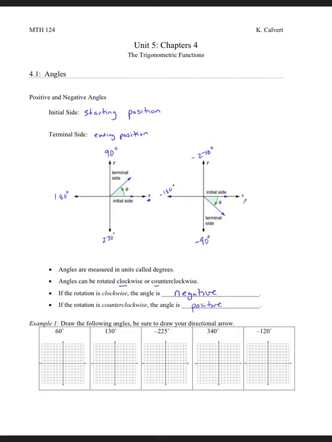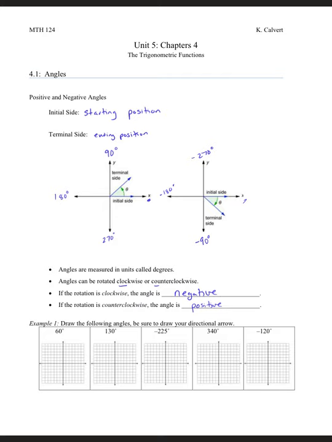So now what we're going to be doing in example 1 is drawing some angles. And it says be sure to include the directional angle. What that means is include this little arrow that we see right here, because that tells us which way our angle goes. If you just put the terminal and initial side, you don't know if it goes this way or if it's supposed to be a positive value.